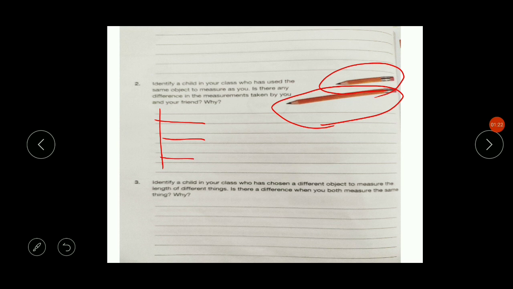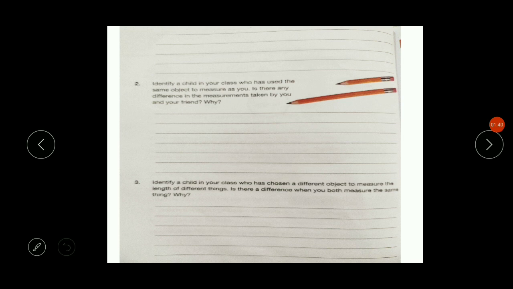You can take the help of my activity, what I have done. And why is there a difference? Because there is a difference in the length of the pencils. That's why there is a difference in the measurement. Okay, then the third question.